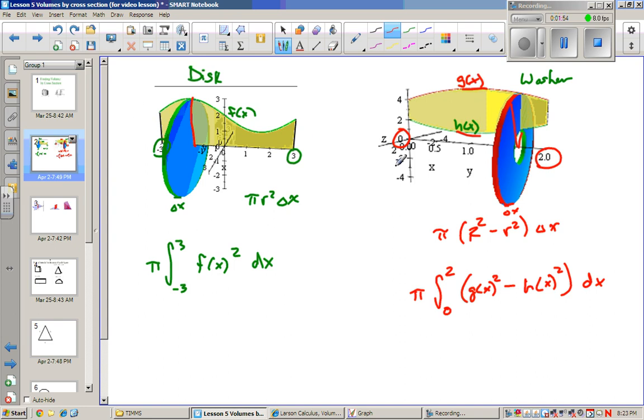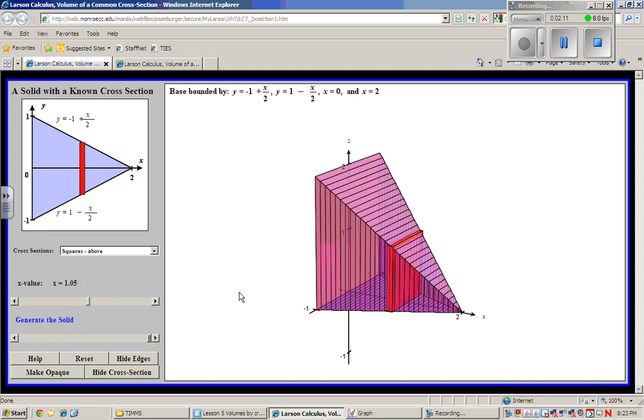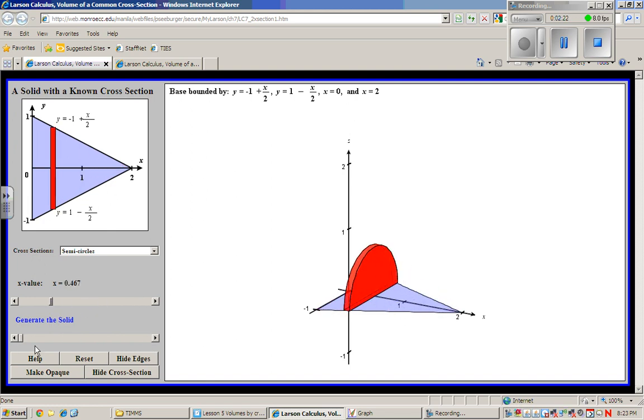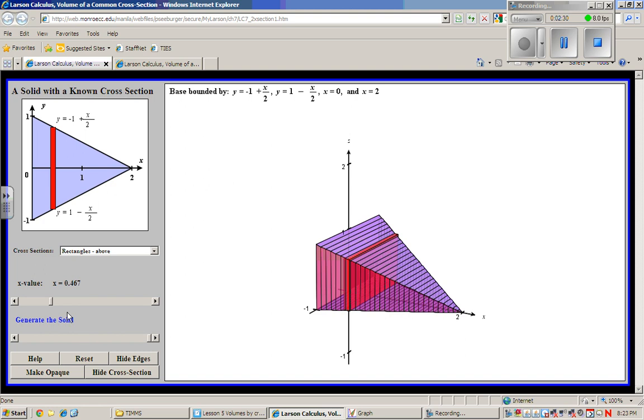So all along we had these cross sections. Now let me show you what it looks like with different kinds of cross sections in this applet. Here I have an example where our cross sections are squares, and we can see all the different squares that can fit along this base, and I can generate the entire solid. Maybe it's not always just squares. Maybe I want semicircles. Let's go back to the state where we see there's our cross section, semicircles, and there's all of them. Or I could have rectangles. And there's all of my rectangles, and we can see that sample rectangle across there.